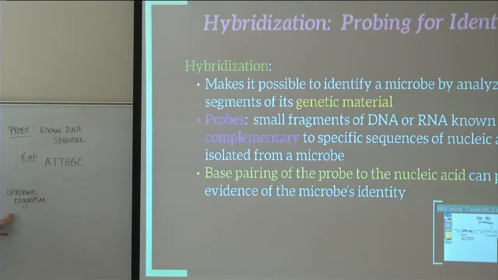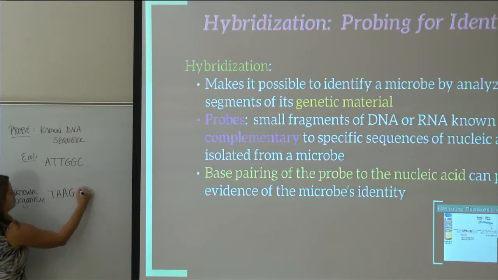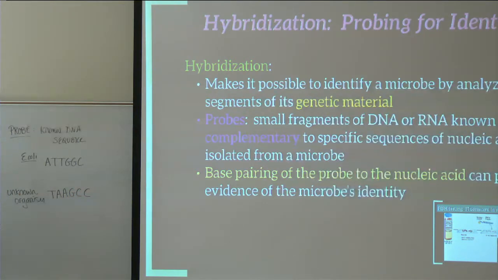organism. Your unknown organism, let's say it's DNA, you end up finding this: TAAGCC. This is unknown organism number 1, and then you have unknown organism number 2, which happens to be TAACCG. Okay, so 2 different ones.